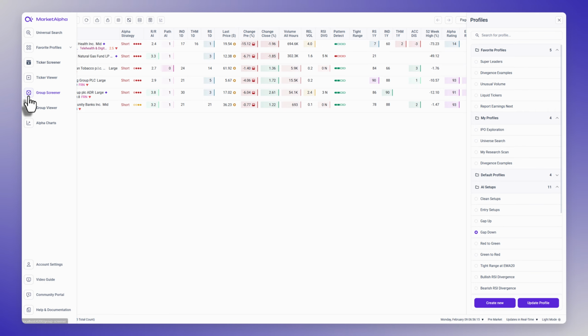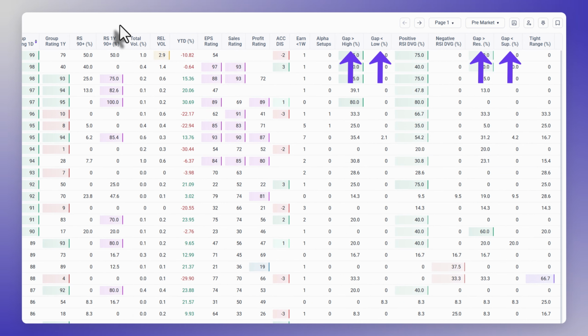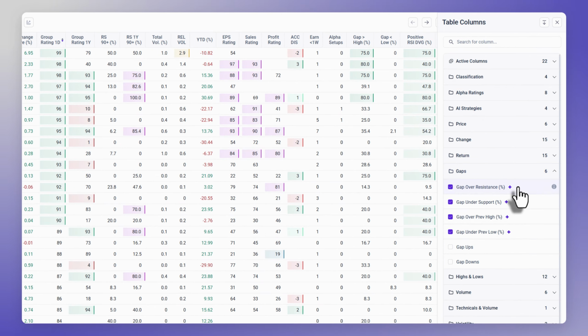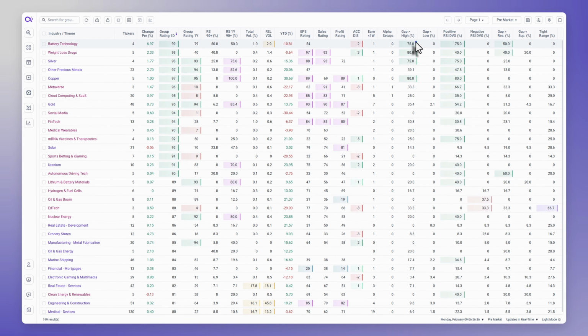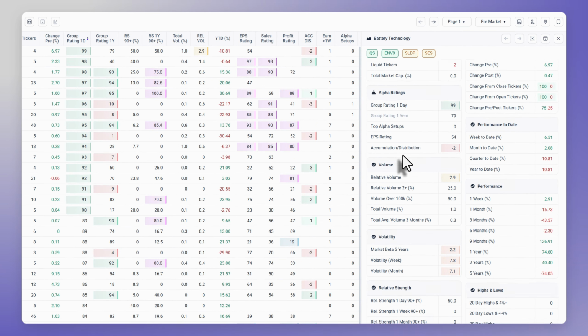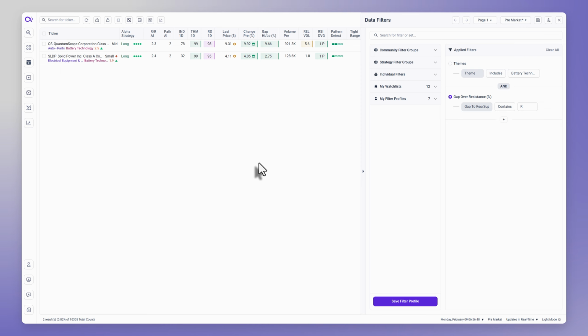And gaps work top-down too. In the group screener, add and sort gap columns, or apply gap filters. Then drill into the companies to find any gap movers such as tickers gapping up over resistance. And you can see exactly which companies are making the moves inside any specific industry or theme.